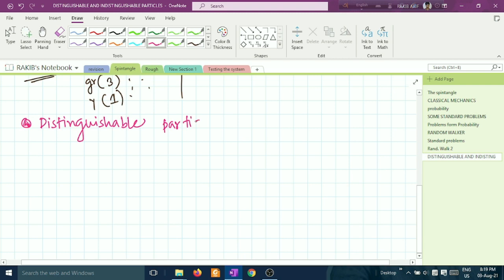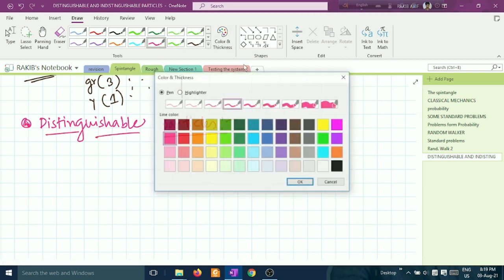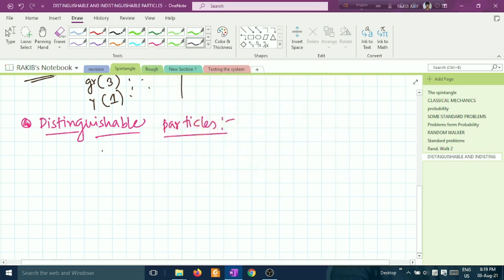Distinguishable particles. What are distinguishable particles? Distinguishable particles are the particles having distinct wave functions. Distinct wave functions. Okay, what does it mean?